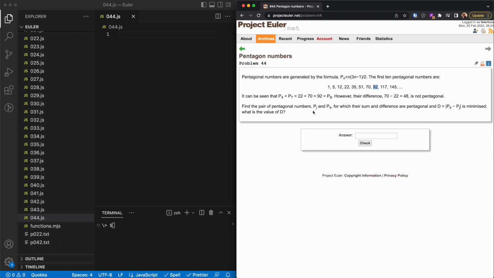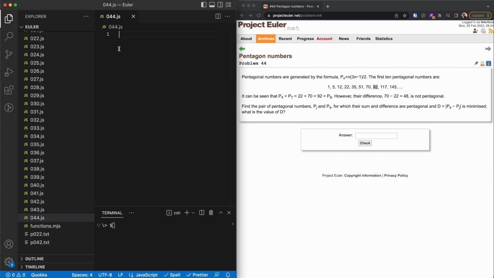Find the pair of pentagonal numbers Pj and Pk for which their sum and their difference are pentagonal, and D, which is the difference between them, is minimized. What is the value of the minimized D? In order to solve that, we need to have an infinite while loop and find the pentagonal number and see if the pentagonal number that we have found is the minimum or not.